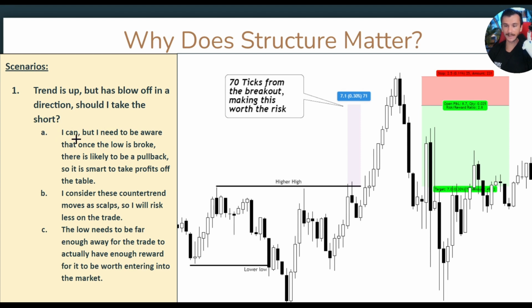Trend is up, but has blown off in a direction. Should I take the short? I can, but I need to be aware that once the low is broken, there is likely to be a pullback. So it is smart to take profits off the table, saying that I should be willing to take profits very quickly in this example, compared to looking for a larger swing. I consider these counter trend moves as scalps, so I will risk less on the trade. The low needs to be far enough away for the trade to actually have enough reward for it to be worth entering into the market. That's what I was saying about the 70 pips of blow off. They've blown off more than 70 pips, giving me plenty of opportunity to get back down either to the breakout level or ultimately back down to some of these higher lows down here, which obviously you can see the market made it back down to.